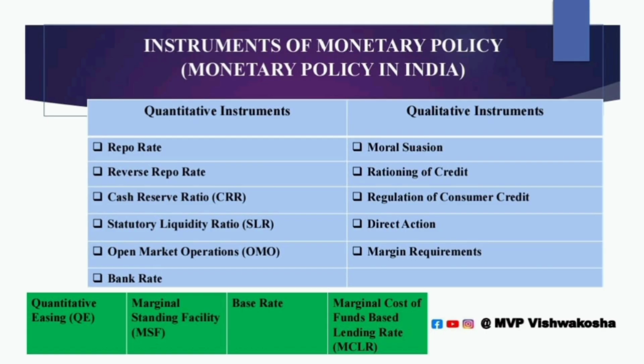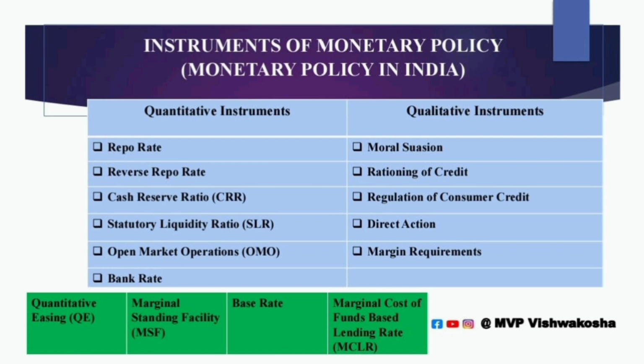Okay, these are the main tools, the quantitative instruments: repo rate, reverse repo rate, cash reserve ratio, statutory liquidity ratio, open market operations, and bank rate. Repo rate is currently 5.50%, reverse repo rate 3.35%, cash reserve ratio 3%, statutory liquidity ratio 18%, and bank rate 5.75%. Extra ones like marginal standing facility and base rate I will discuss next, after the qualitative instruments.